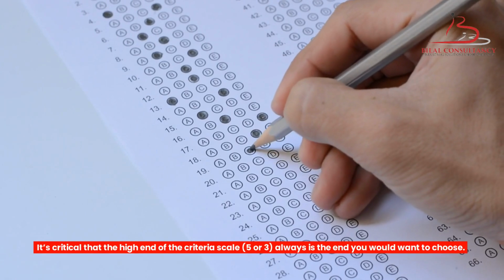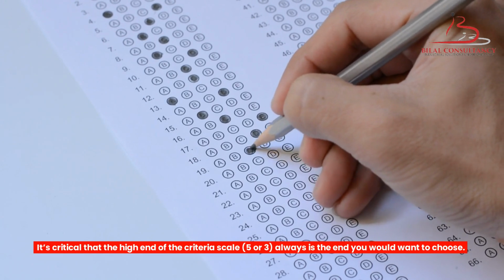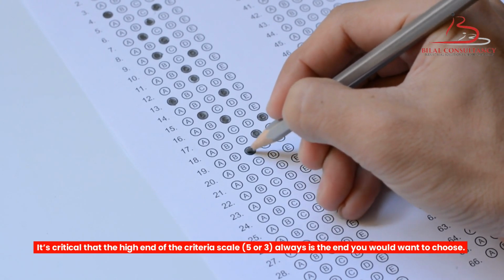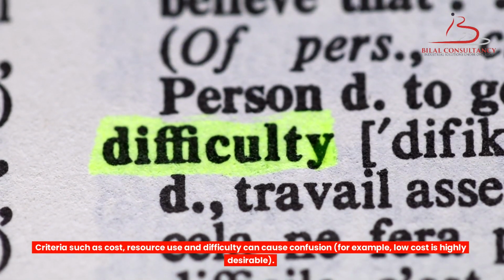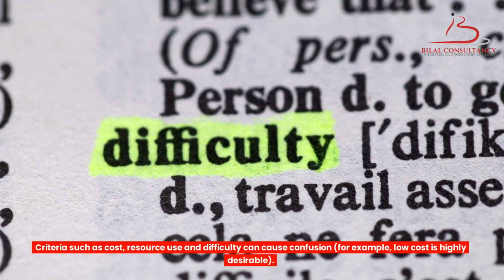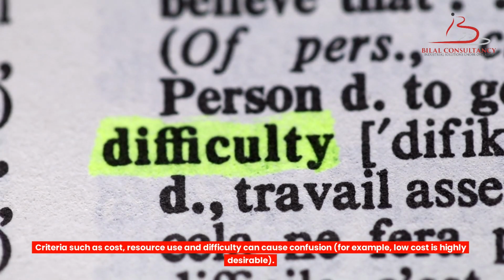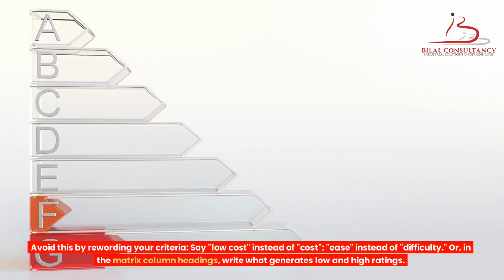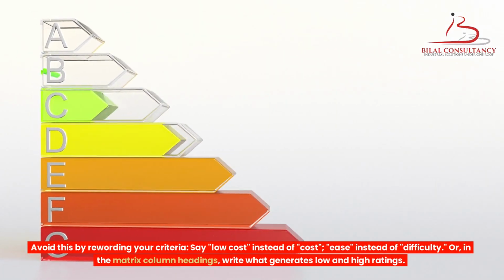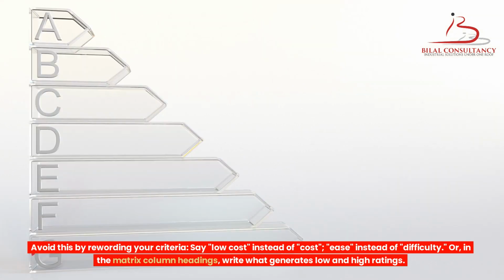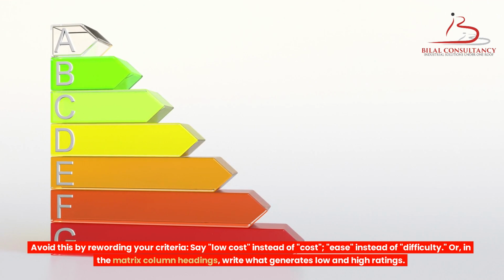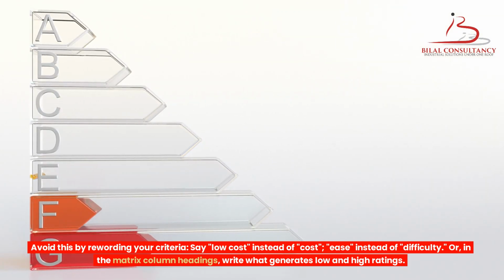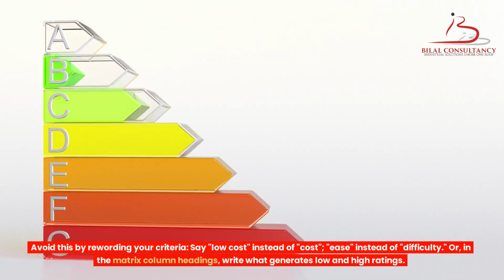It's critical that the high end of the criteria scale, 5 or 3, always is the end you would want to choose. Criteria such as cost, resource use and difficulty can cause confusion. For example, low cost is highly desirable. Avoid this by rewording your criteria. Say, low cost, instead of cost, ease, instead of difficulty. Or, in the matrix column headings, write what generates low and high ratings.